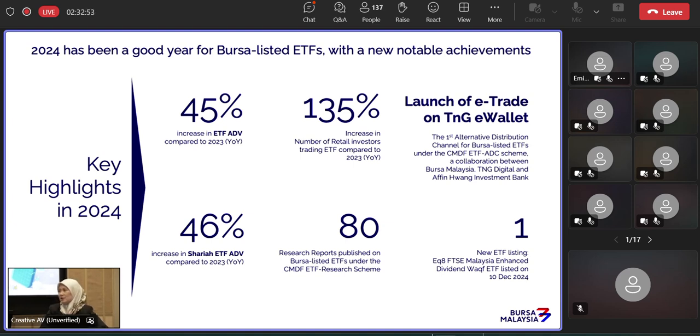And there were about 80 research reports on ETFs last year. And again, I should mention the launch of E-Trade on Touch 'n Go. This is Bursa's collaboration with Affin Hwang and also Touch 'n Go. This is to encourage more of the retail public to come and invest in the stock market through a better or simpler way, where you just need to have your smartphone, go into the Touch 'n Go app and go to E-Trade to invest.